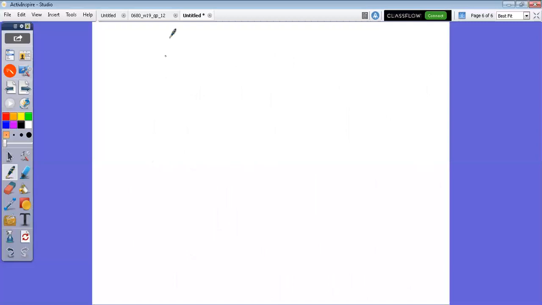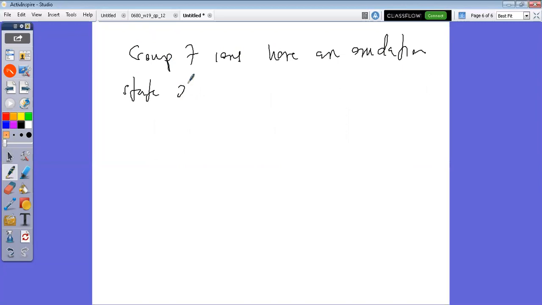Now group 7. Group 7 ions have an oxidation state of minus 1 because they always accept 1 electron. Are we together there?